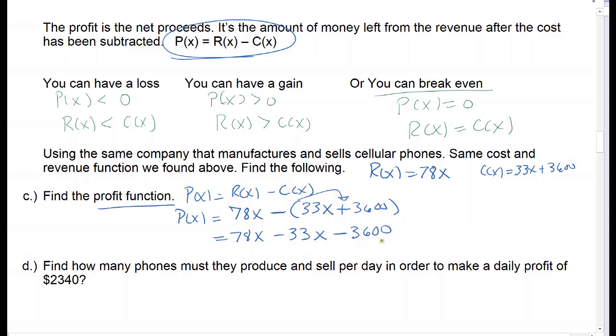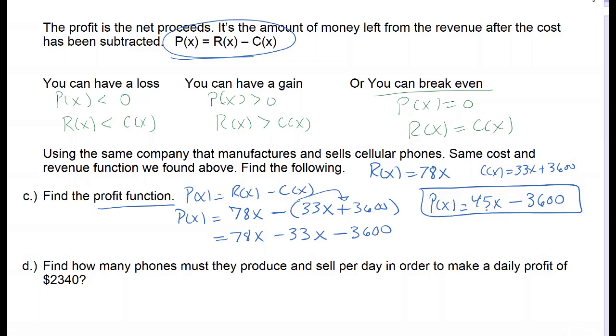A common mistake students will make is they'll forget to do the distributive step. They'll subtract the x values, but then they'll leave the fixed cost positive. But I have to take away the fixed cost. I have to subtract that. So make sure you're very careful here. My profit is 78x minus 33x, which is 45x, minus the 3,600. Again, the common mistake students will make is do a plus for that instead of a minus. So be very, very careful with subtracting the cost part. You have to subtract the entire thing, so don't forget to distribute that negative. You have to subtract both costs.